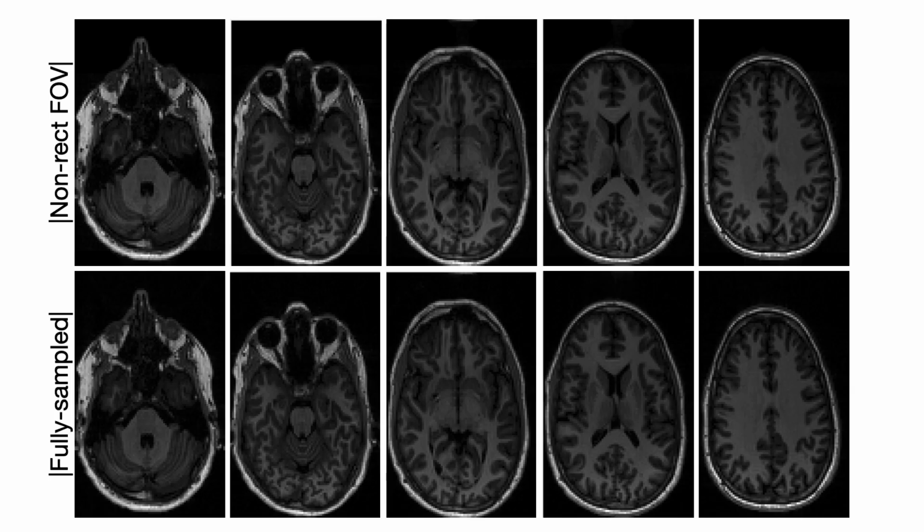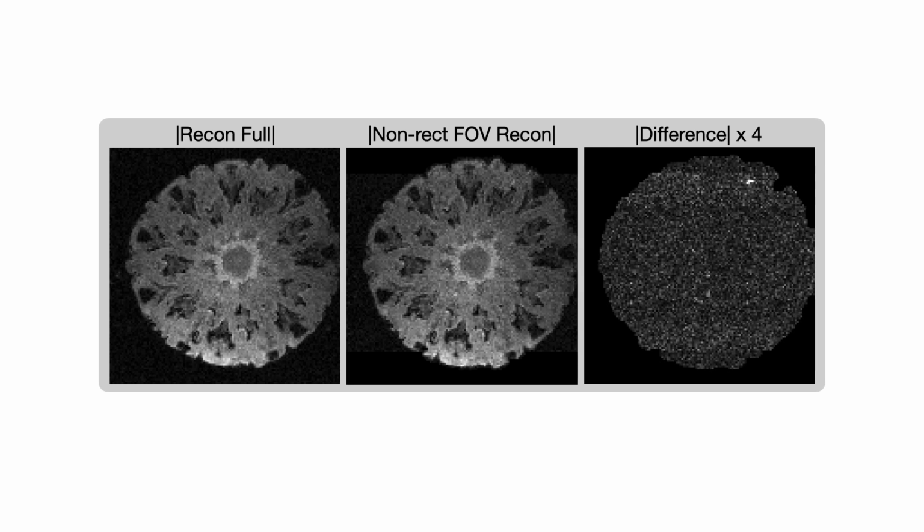Here are results for several slices of a brain, comparing the fully sampled reconstruction to those of the non-rectangular field of view. Again, the images are very similar. And here's a slice of a pineapple, this time with prospective undersampling, and we see again that the reconstructions are extremely similar. Some final thoughts.